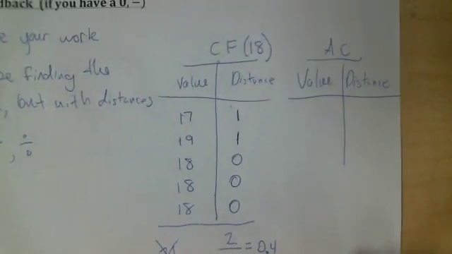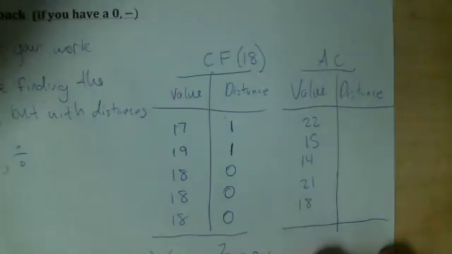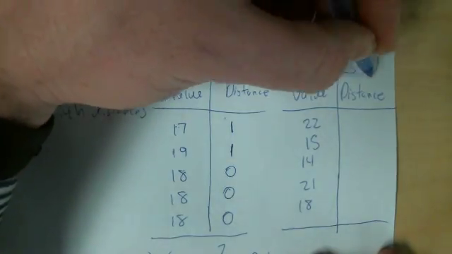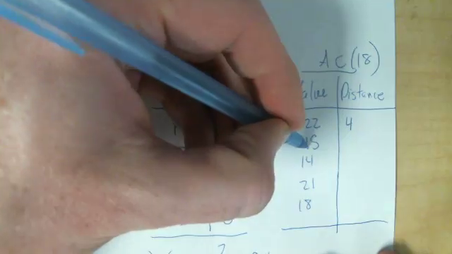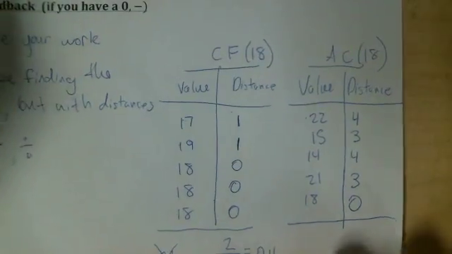So let's try this with all chock. And all chock we can already tell has a lot more variation. We have 22, 15, 14, 21, and 18. So already more variation than the one we just looked at. Again, the mean was 18, so I think how far away is 22 from 18? It is 4 away. How far away is 15 from 18? It's 3 away, 4 away, 3 away, and then no variation in the last one.